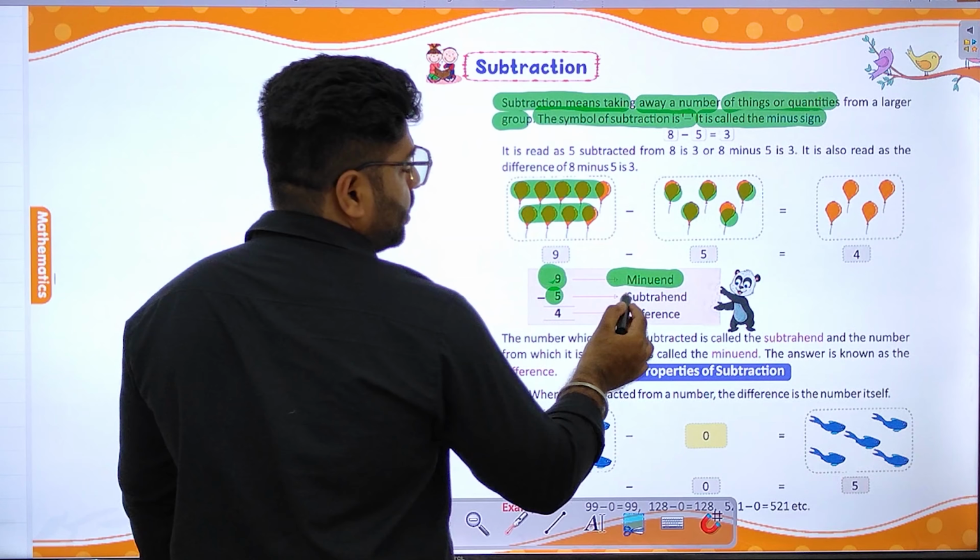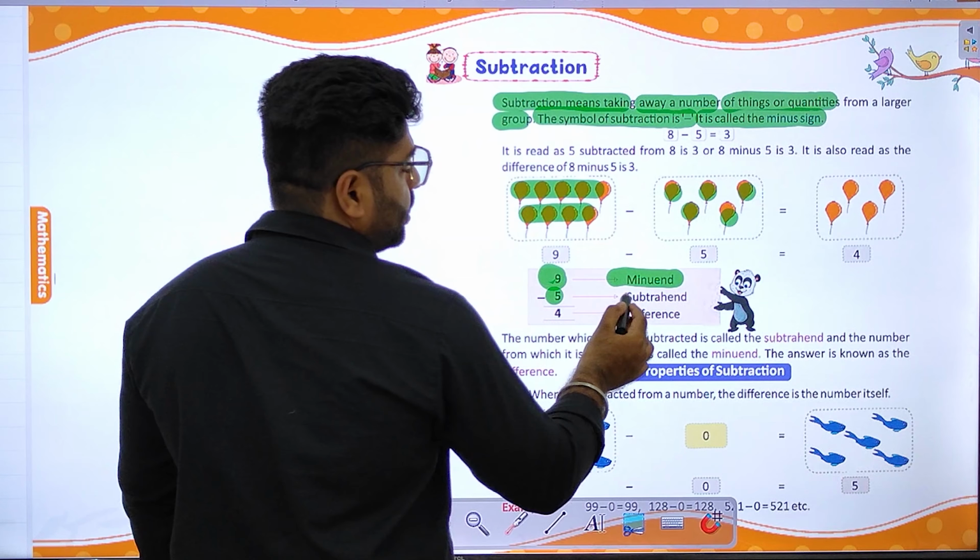So here we are having the subtraction definition. Subtraction means taking away a number of things or quantities from a large group. Always remember we have to take some quantities or numbers from the large numbers or groups. You can't take large quantities from smaller groups. Clear? So here we are having the symbol of subtraction, this simple bar. It is called the minus sign.